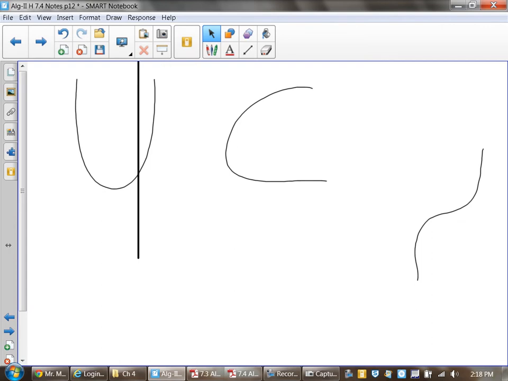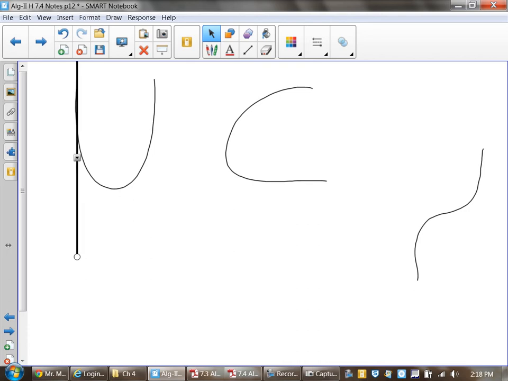So, parabolas, functions, right? Now, when they're twisted on their side, not a function, not a function at all. This is a cubic function. Is that going to be a function? Yeah, that'll also be a function.